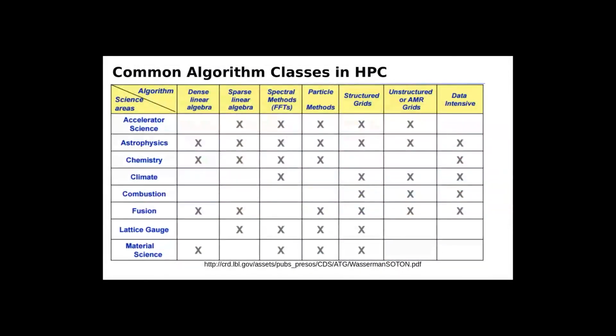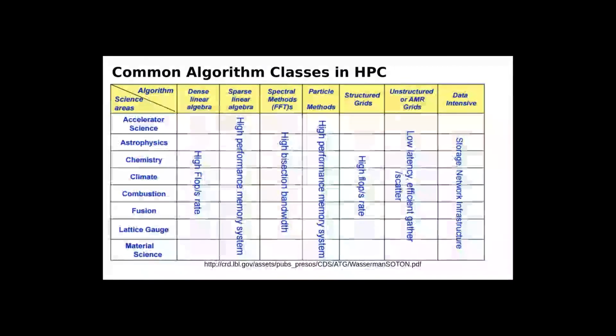Across those different domains, there are common algorithmic classes. There's dense linear algebra, sparse linear algebra, FFTs, particle methods, and so on. Some of these methods are used across many different domains, and it's important to recognize that these different methods will stress the hardware in different ways. Some demand really high flop rates or high computational ability. Some demand really high performance from the memory subsystem more than anything else. And some demand high performance from the network more than anything else.